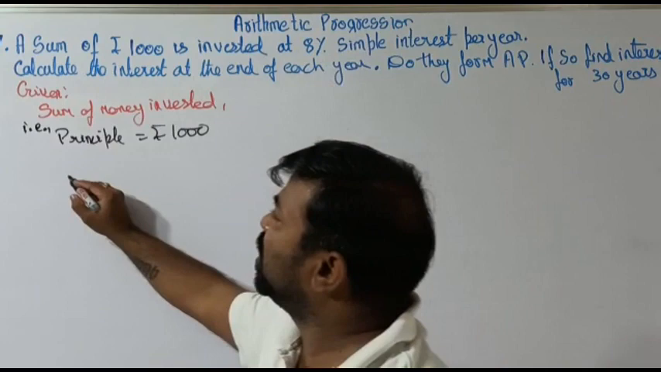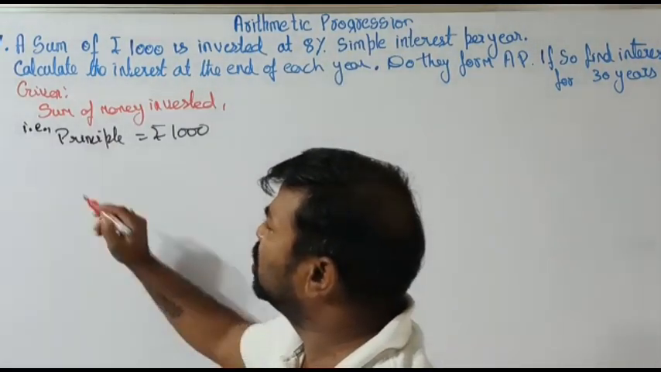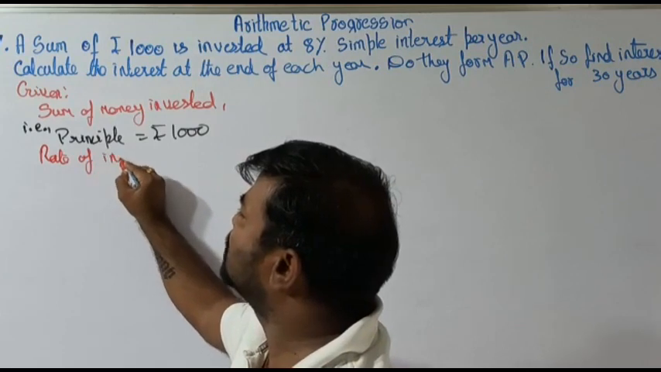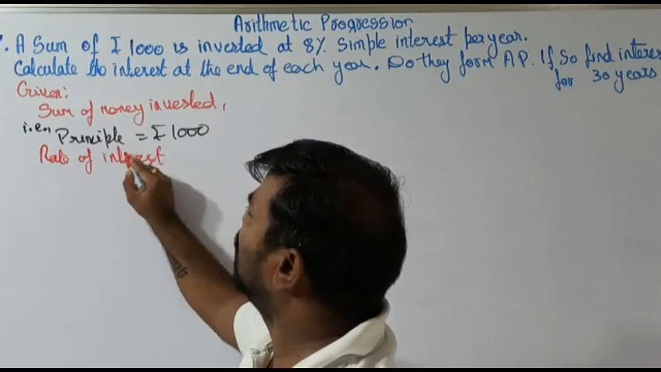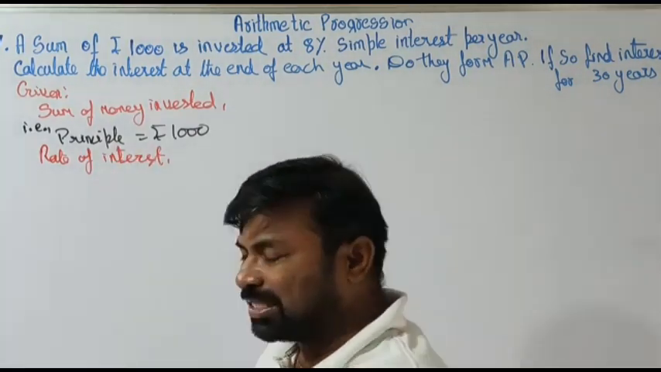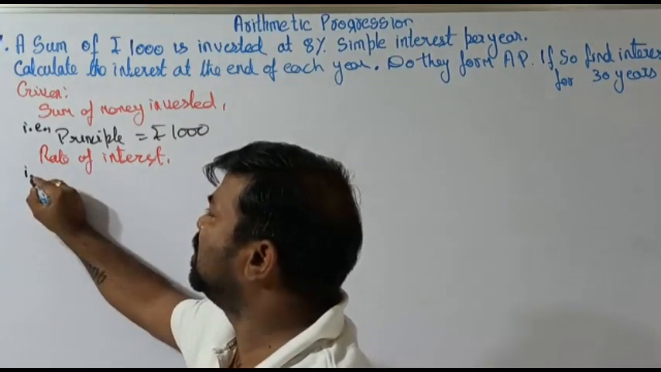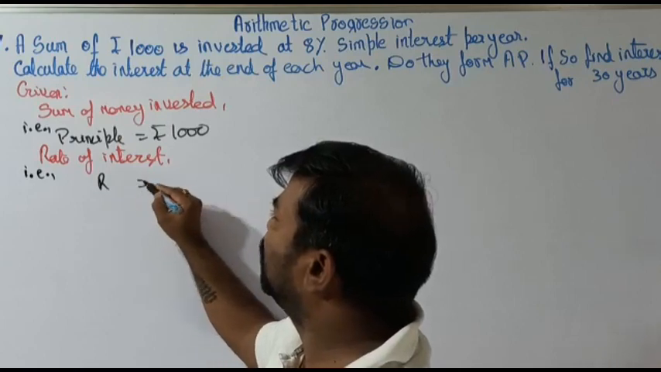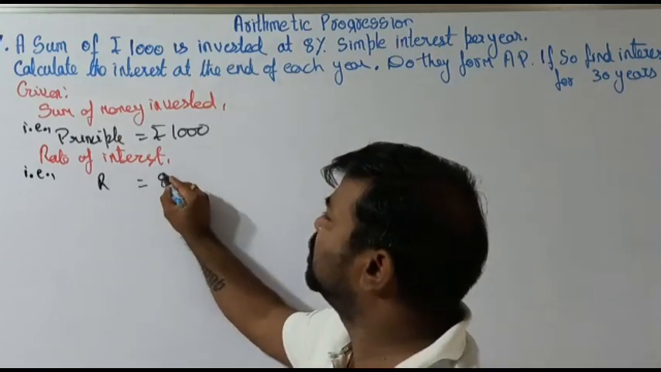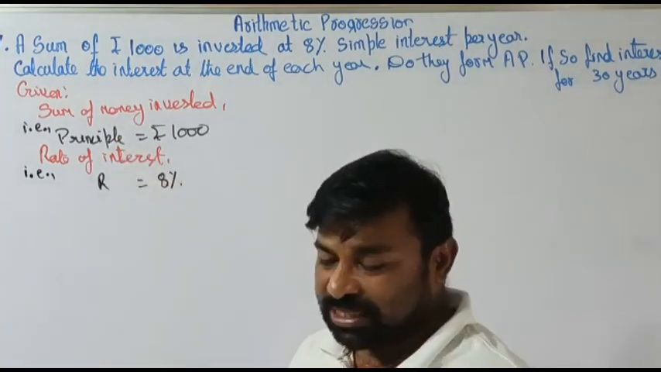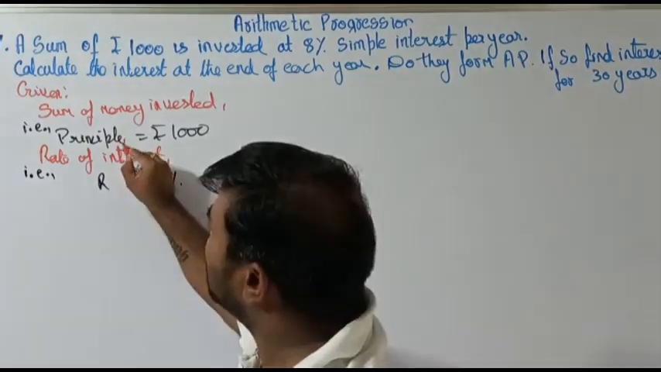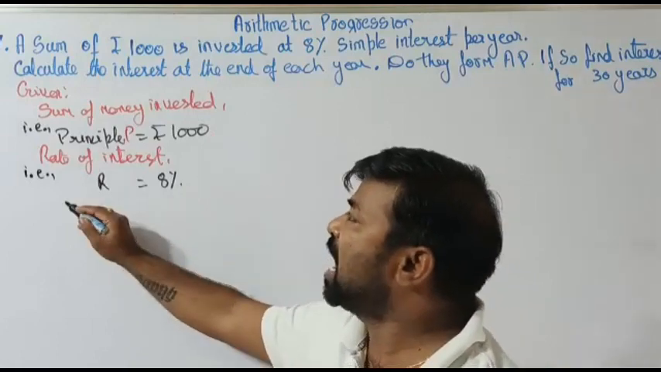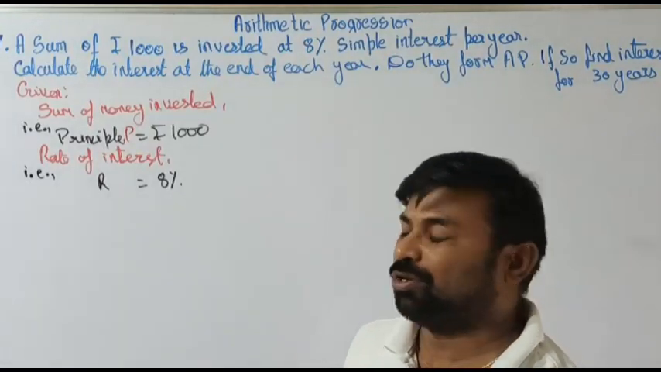And what is that? Rate of interest. I like to take the rate of interest here. Rate of interest generally we call it capital R. Rate of interest is nothing but 8%. Of course, principal you have to remember, we denote with P. Principal amount is nothing but P, and rate of interest is 8%.